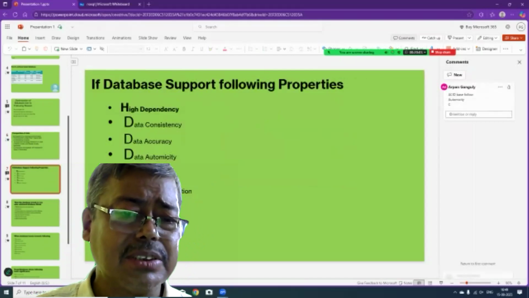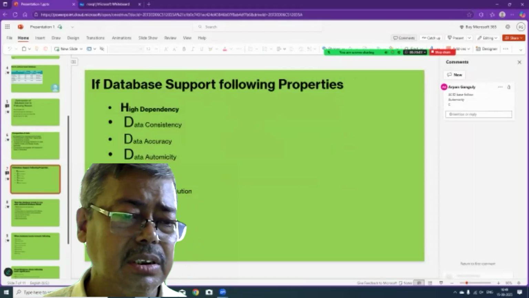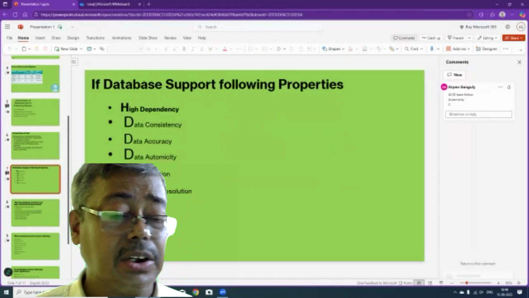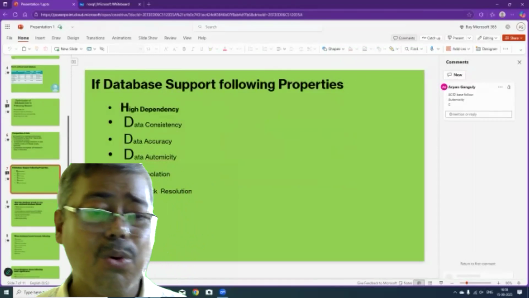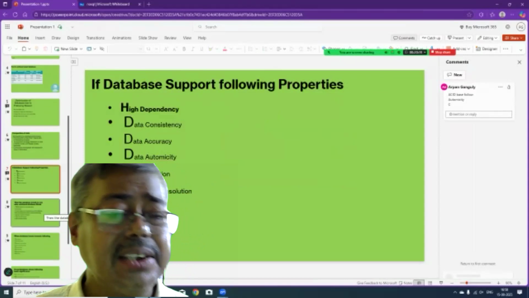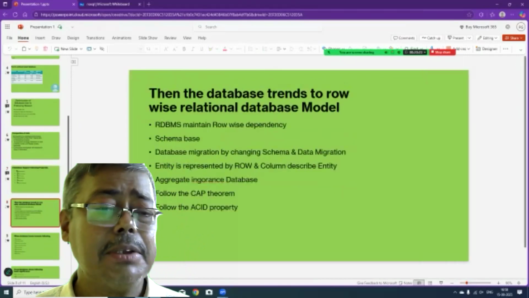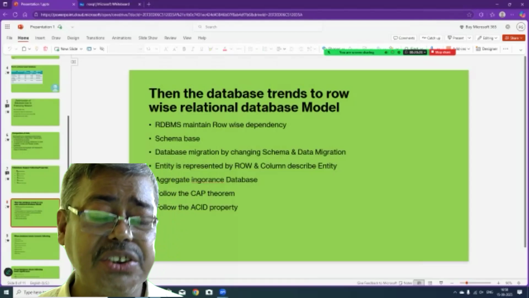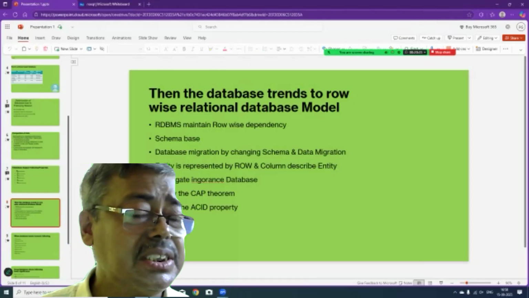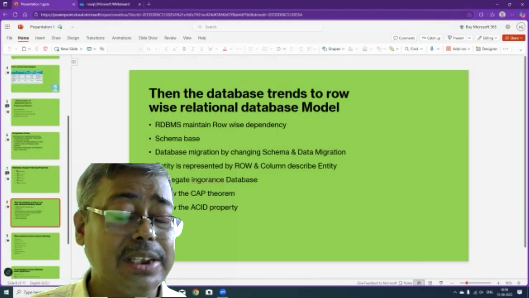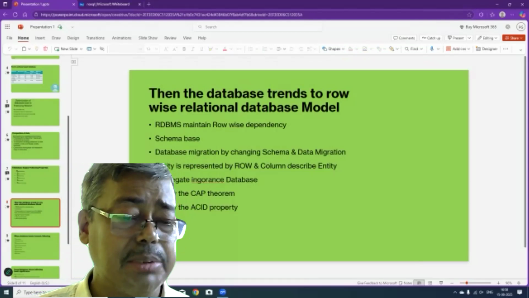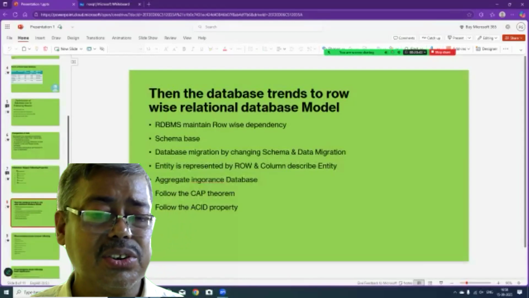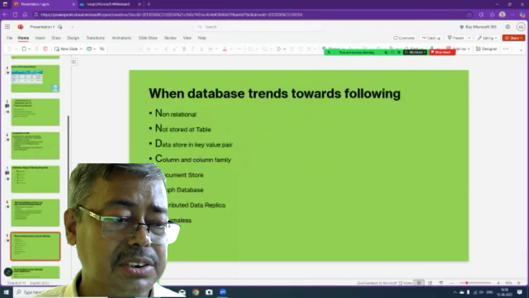Lastly, if a database supports the following properties: high dependency, data consistency, data accuracy, data atomicity, data isolation, deadlock resolution, these five or six properties, then this is an RDBMS database. RDBMS maintains row-wise dependency, is schema-based, and does database migration by changing schema or data migration. An entity is represented by a row, and columns describe the entity. It is aggregate-ignorant, follows the CAP theorem and follows the ACID property. Those are the features of an RDBMS database system.